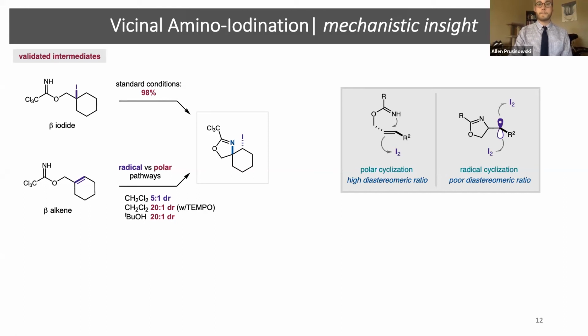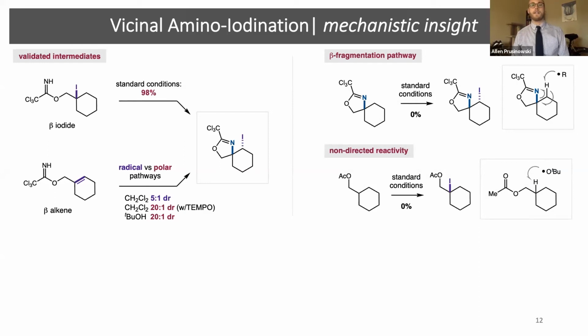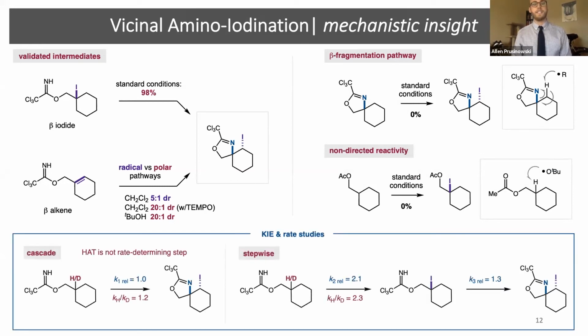We did look at alternate pathways, including a beta-fragmentation induced desaturation, as well as a non-directed reaction in which this tertiary C–H bond was abstracted by a radical in solution. In both experiments, we saw no reaction and complete conservation of our starting material. But unexpectedly, KIE data shows that HAT is not the rate determining step of this mechanism. This was interesting because in our previous reports, such as the C–H amination reaction, HAT was the rate determining step. And what we also learned from this is that the rate determining step occurs after the hydrogen atom transfer.